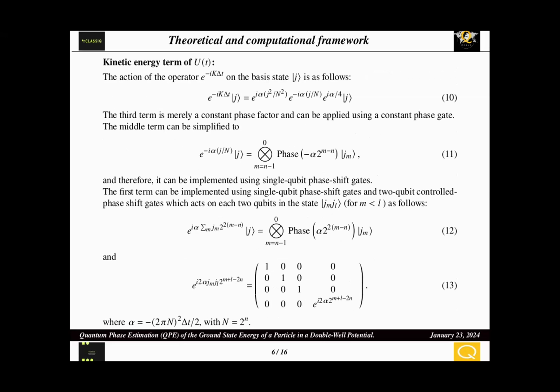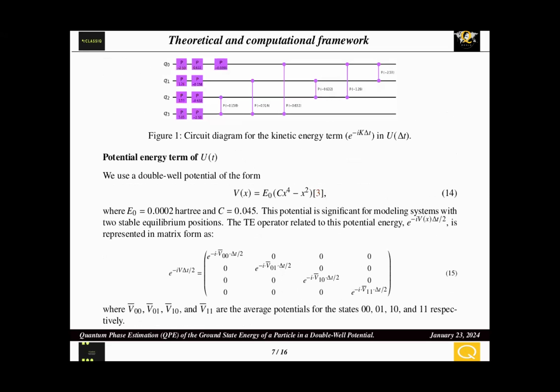From the analysis of that equation, we can see that the third term is just a constant factor, and it can be applied using a constant phase gate. But the middle term can be simplified as shown by equation 11, and it can be implemented using a simple qubit phase shift gate. The first term can be implemented using a simple phase shift gate and a 2-qubit control phase shift gate, like shown by equations 12 and 13. So after analyzing and decomposing the kinetic energy term, we have represented the quantum circuit, which is depicted in figure 1.